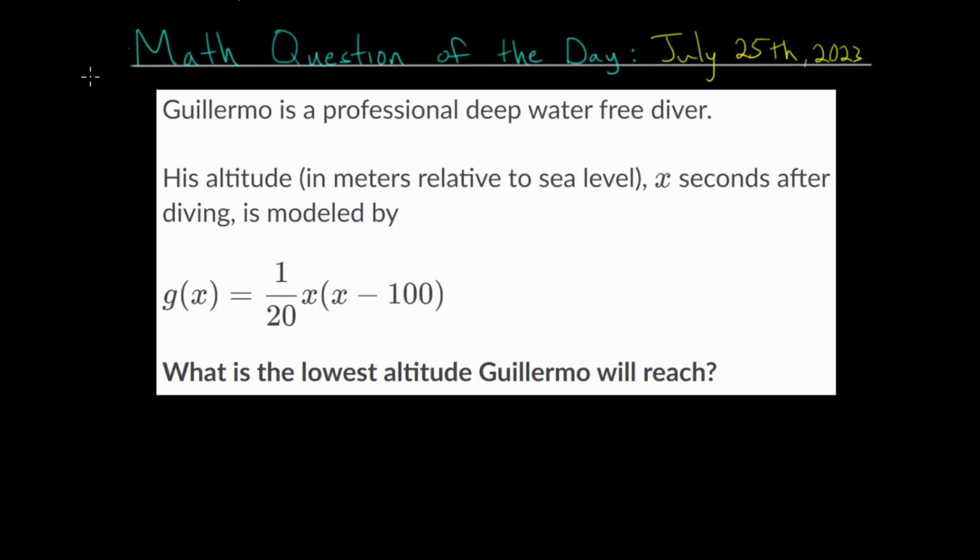In this video, I'd like to talk about the math question of the day for Tuesday, July 25th, 2023. And with this problem, we're told that Guillermo is a professional deep water free diver. His altitude, in meters relative to sea level, x seconds after diving is modeled with this function here, g of x. What is the lowest altitude Guillermo will reach?